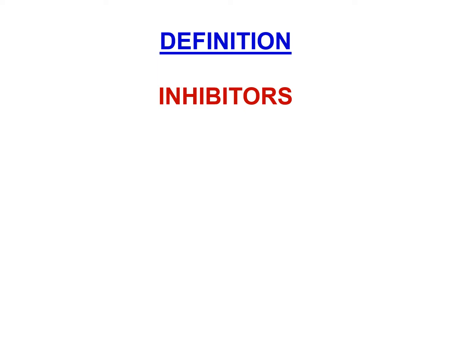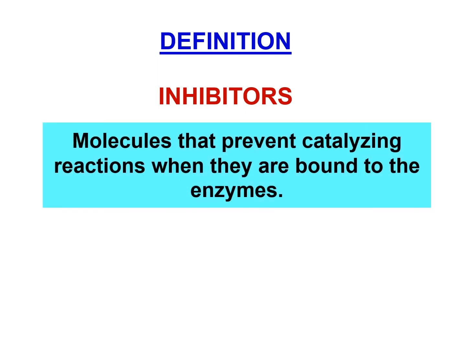So what are inhibitors? Inhibitors are any molecules that prevent catalyzing reactions when they are bound to the enzyme. Since an enzyme is a catalyst, an inhibitor will prevent the enzyme from acting as a catalyst.